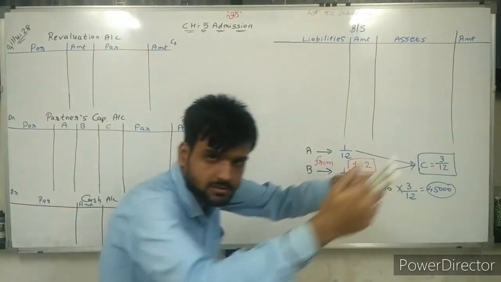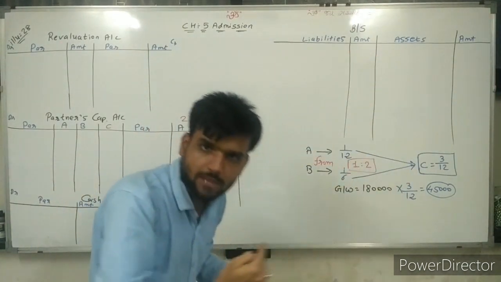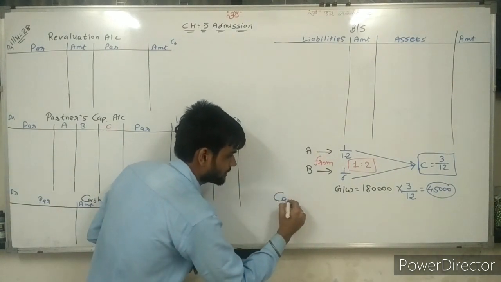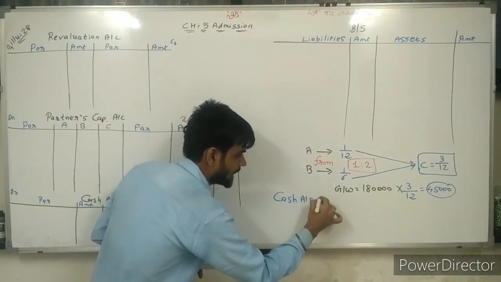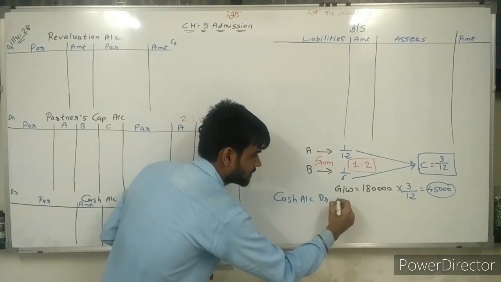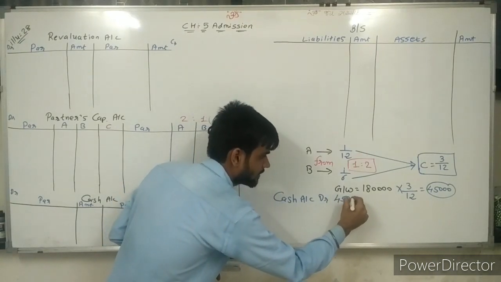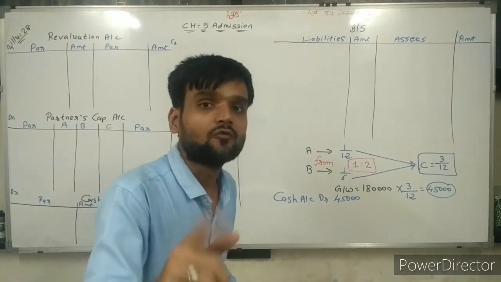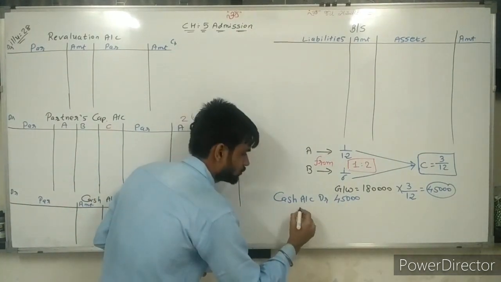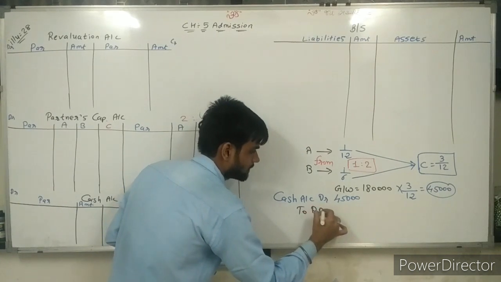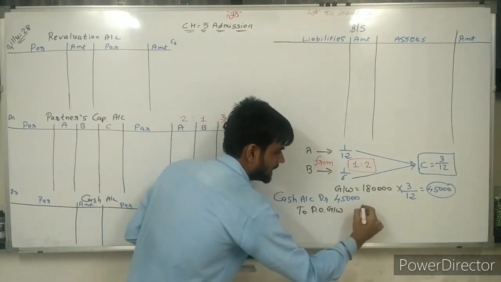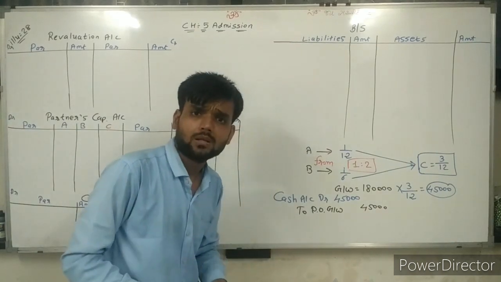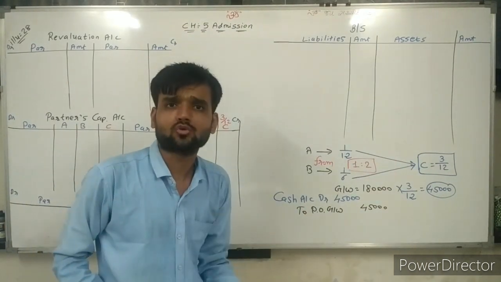Now think again. Money comes in, cash account is debited. So I am writing the journal entry. Cash account debit 45,000. Now this amount is for what? To premium for goodwill account 45,000. Simple. That you know from the last lectures also.